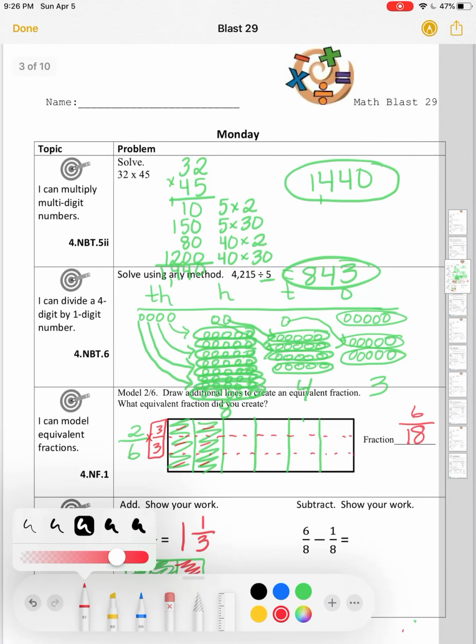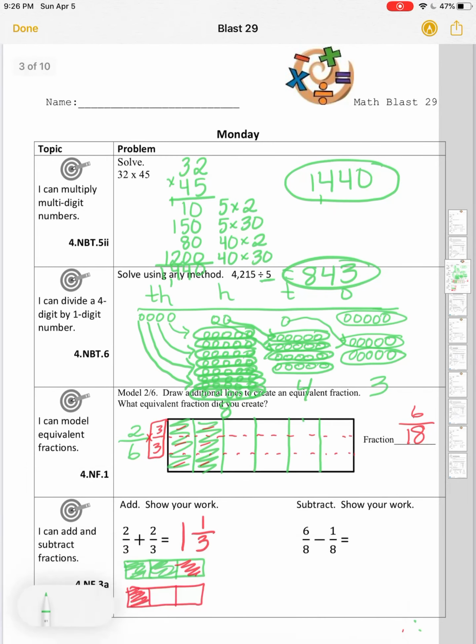All right, and so now we're going to subtract. We're starting with 6/8. I'm going to have a fraction bar here that's using units of eighths. I'll break the whole into 8 equal parts. I am going to shade in 6 of those.